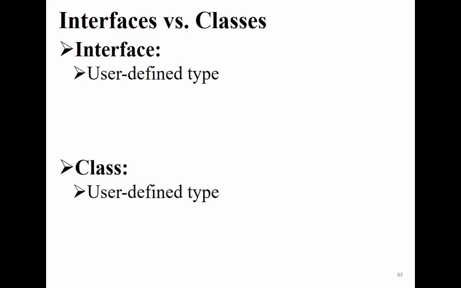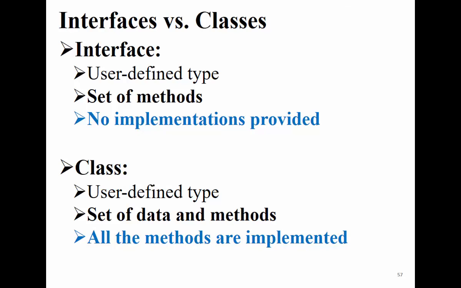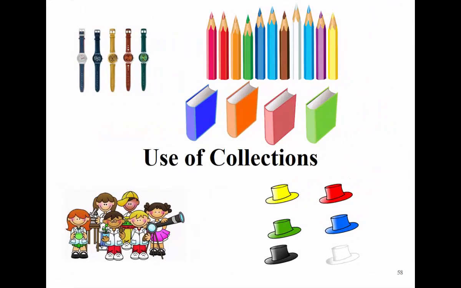Just to summarize, interfaces and classes are user-defined types. You can define whatever you like as interfaces. You can set a method inside the interface, but you cannot have data, only constants. Inside the class, you can have data and constants. As you see in the BMI model, we have the height and the weight and some methods. The methods are implemented inside the class, but inside the interface, they are not implemented. And you cannot create an object from an interface. You can create an object from the class. Any questions? Okay, so we're going to start discussing the collection next time.